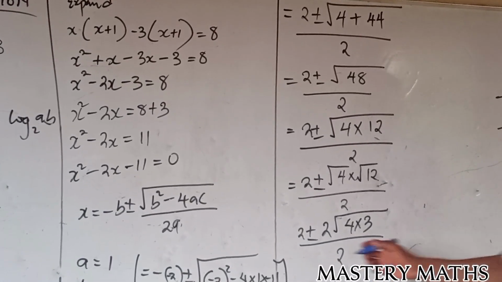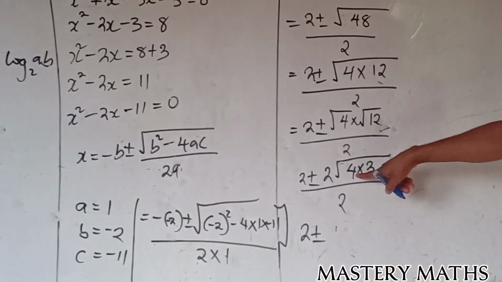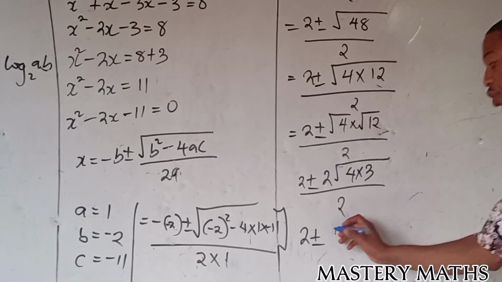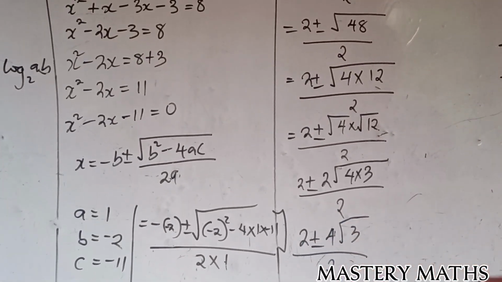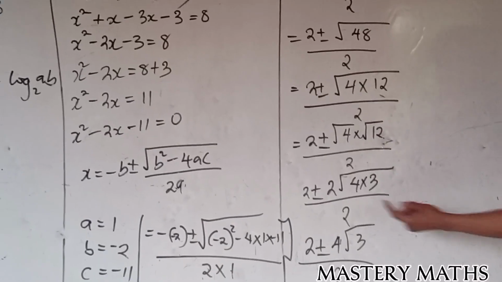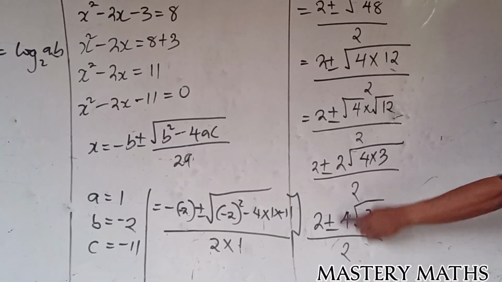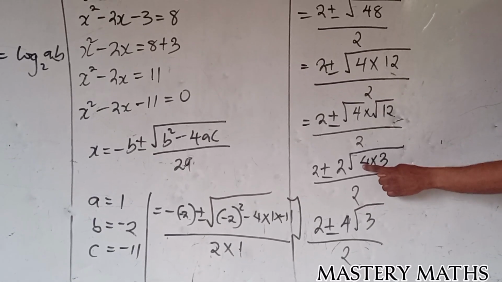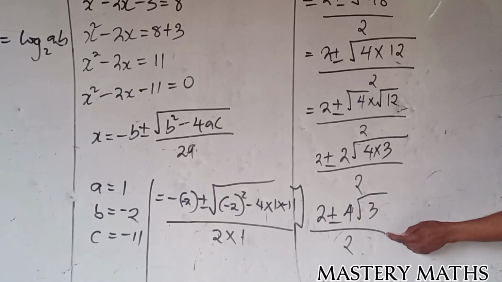See it now? Now, the other one, you have your 2 plus or minus. The square root of 4 is 2, so 2 times the square root of 4 times 3, root 3 over 2. You see it now? I brought it down, your positive negative sign comes down. Your 2 times the root 4, root 4 here is 2, so 2 times that 2 gives us 4. 4 root 3 all over these 2.